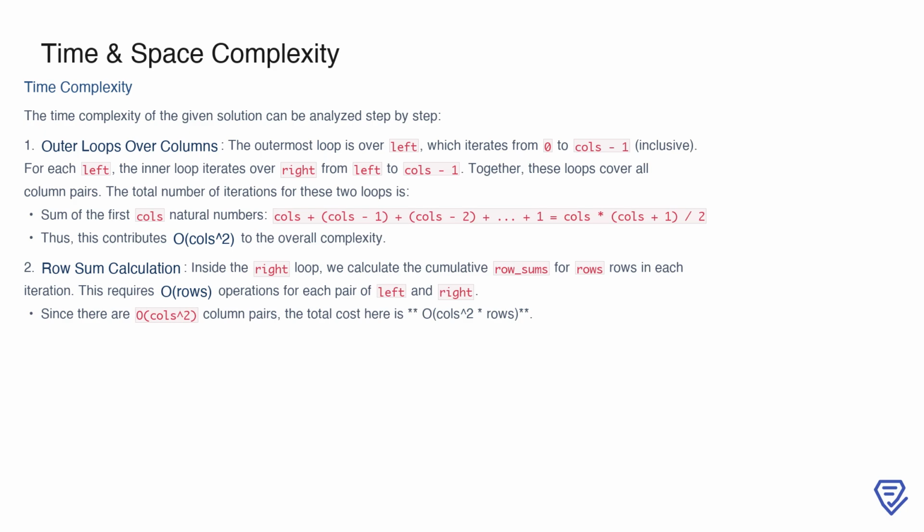Next, within the right loop, we calculate the cumulative row sums for all rows during each iteration. Since this involves processing rows for each column pair, the operation requires O(rows) time. Combining this with the O(cols^2) column pairs, the total cost so far becomes O(cols^2 * rows). This sets the stage for the next computational step.